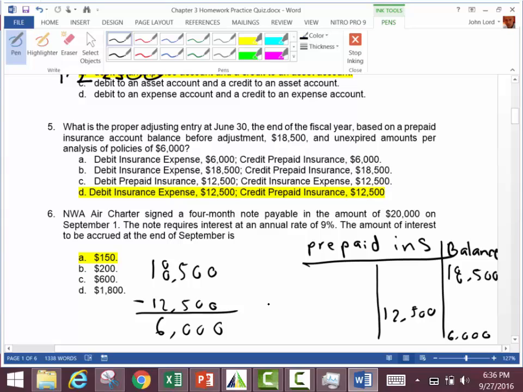Okay. All right. Right here. Look. Come over here. Okay. So we go through the process. When we have an asset that has 18,500 in it, right? You told me the prepaid insurance was an asset. It had a balance of 18,500, right?